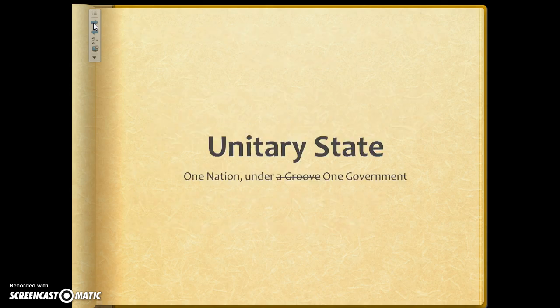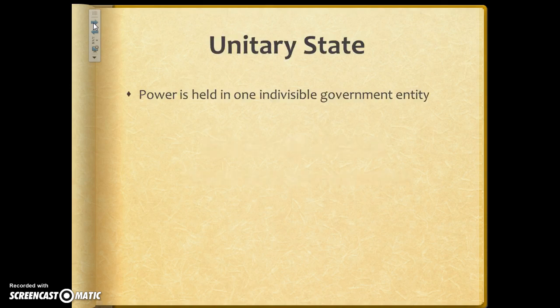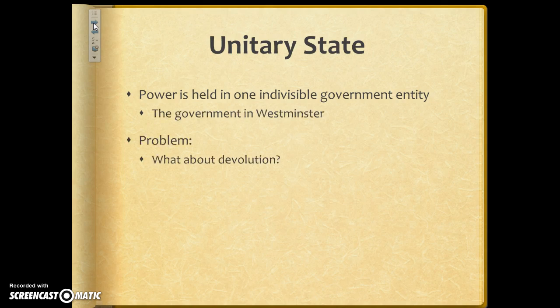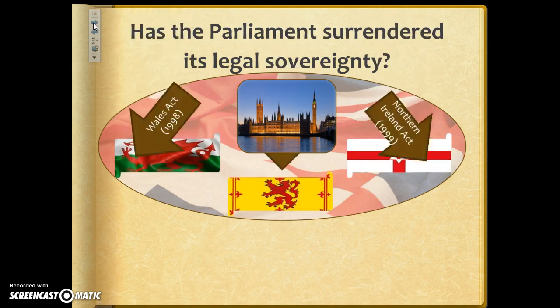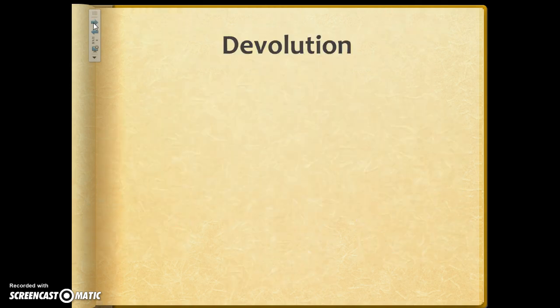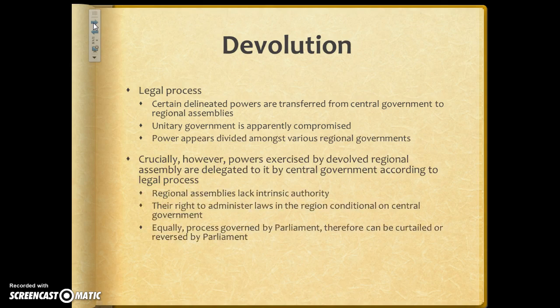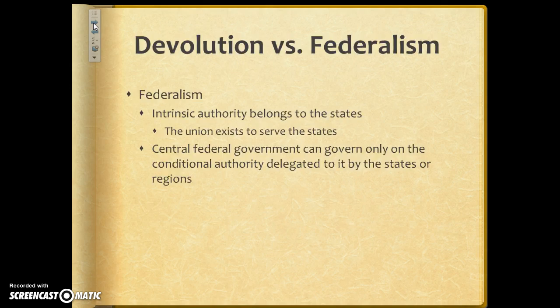Now, the unitary state is another constitutional principle, and again, it's kind of complicated. It's the idea that power is held by one indivisible government entity, and indeed, there is one state that follows from it. Devolution, well, you should know all about that. The idea that Parliament gives authority to the regions, and can take it back. We've done this one already. So the unitary state is essentially preserved. Again, pause, have a read of that, and hopefully it will make sense. We'll consider it in class. Devolution versus federalism, again, have a look at that. I will answer your questions in class.